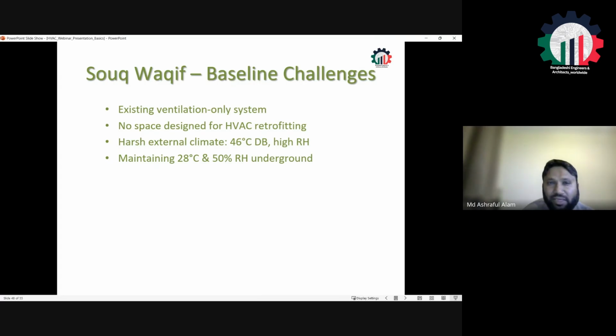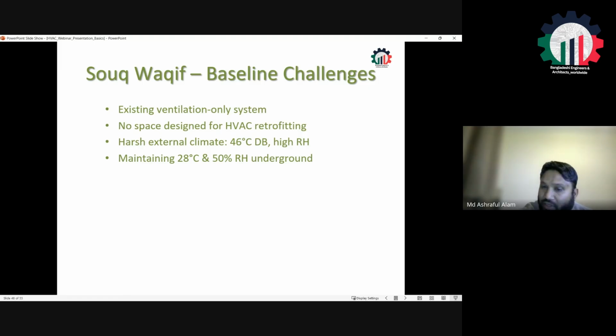The baseline challenges: this project had only a ventilation system, mostly for smoke management, and it did not have any HVAC system for cooling and humidity control. It was an existing underground car park with two basements, and our duty was to do the air conditioning for it. The existing ventilation system was there, but no space was kept for ducting, and no space for the AHU either. So we had to accommodate all these things.